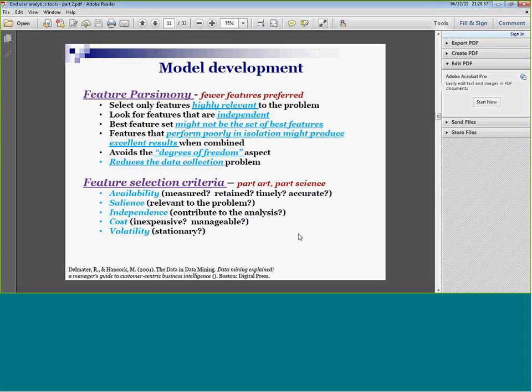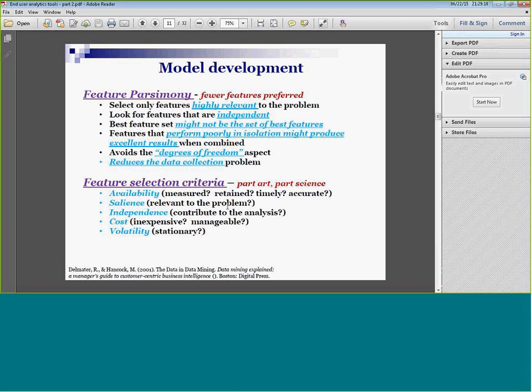So it has to be salient, it has to be independent, it has to be inexpensive. It doesn't do any good to spend $10 to collect a variable that's going to save you $6. And of course, volatility, stationarity. You don't want variables that flop all over the place. So these are some very good hints, suggestions, about how you might want to go about selecting your features.